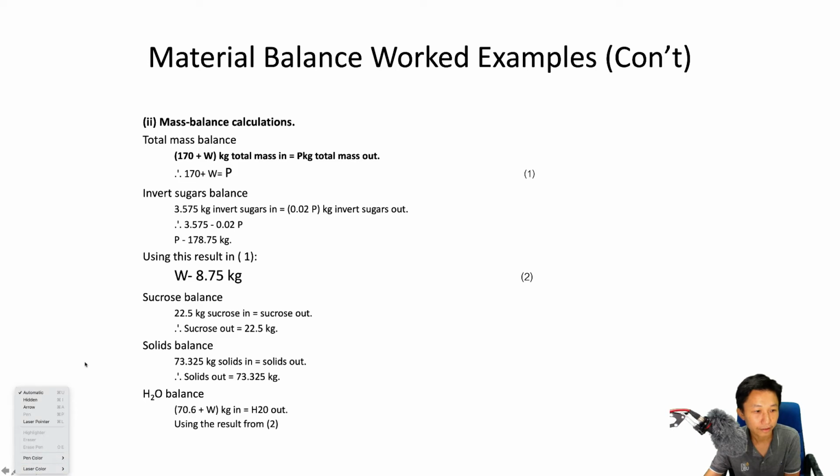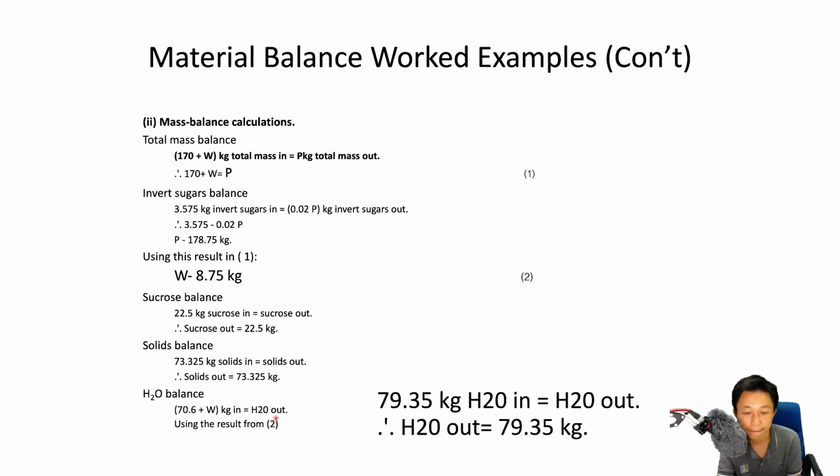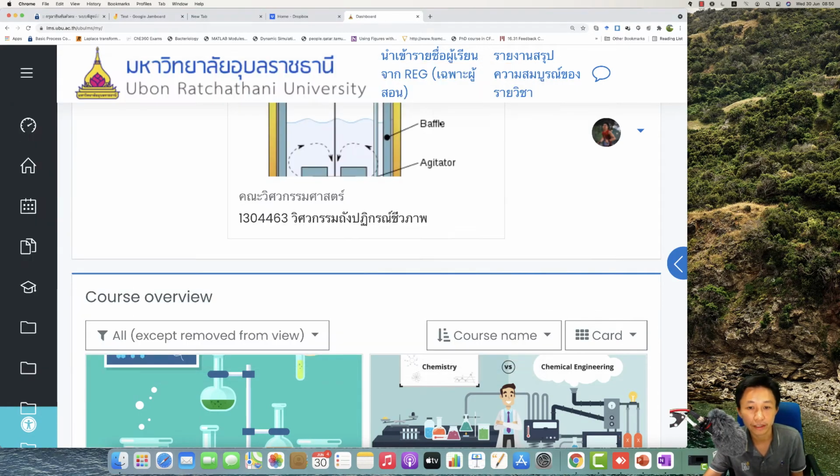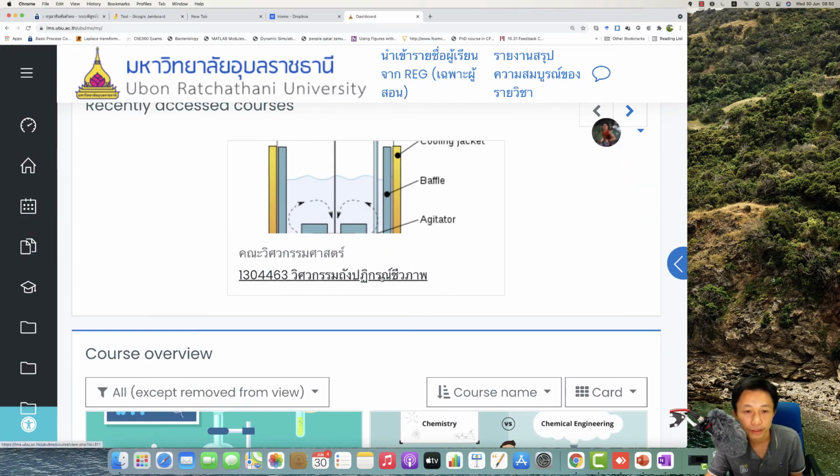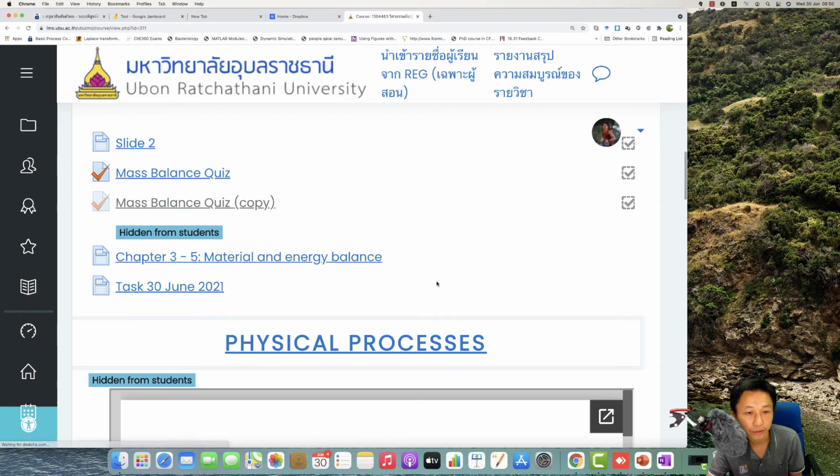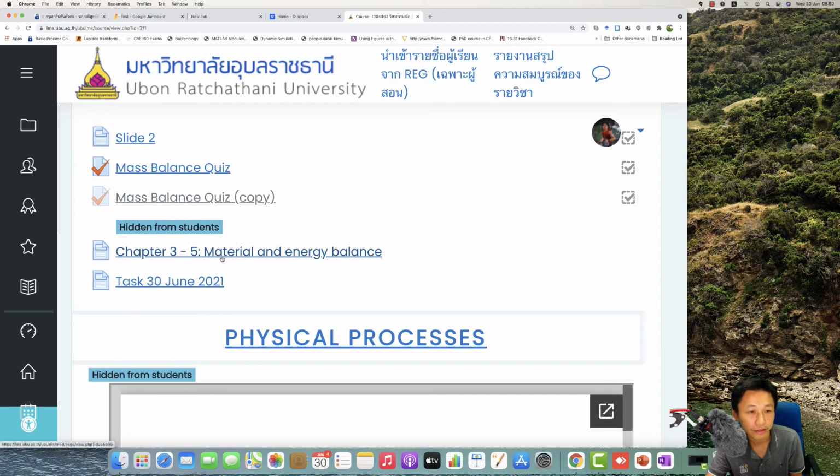Okay, we answered this one, water. Sucrose in equal to sucrose out, so we have this one, and the solid in equal to solid out, water in equal to water out. You can have a look at what I already gave you. It's in our course on Moodle.